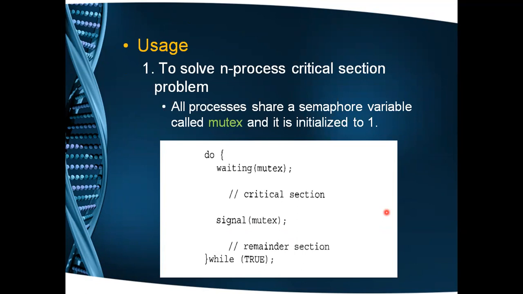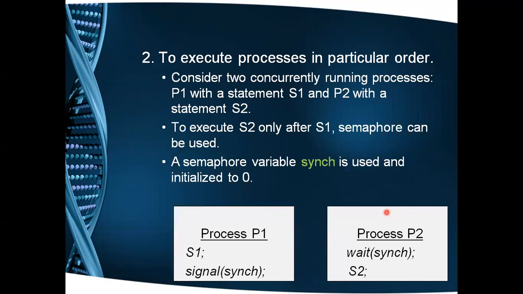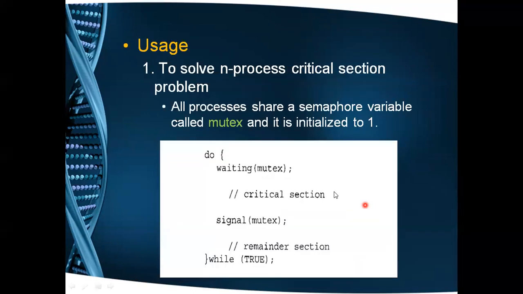There are two common uses of a semaphore. We can solve the critical section problem, and the second use we will see later. The first use is that the critical section problem can be solved using semaphore. So this is the code for solving the critical section problem using semaphore. Here the semaphore variable we are using is mutex. Initially, it is initialized as 1.